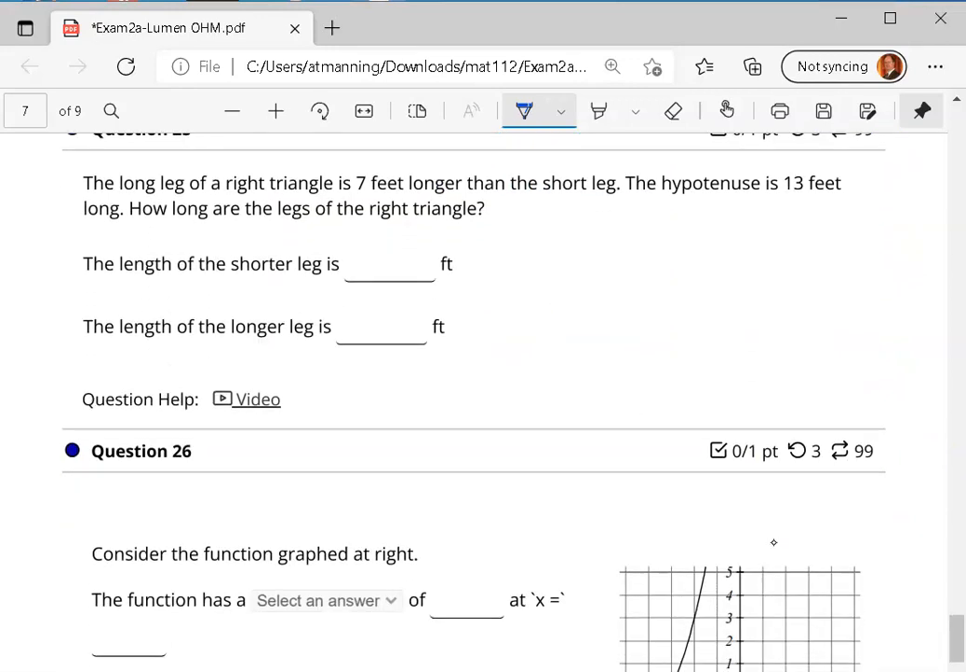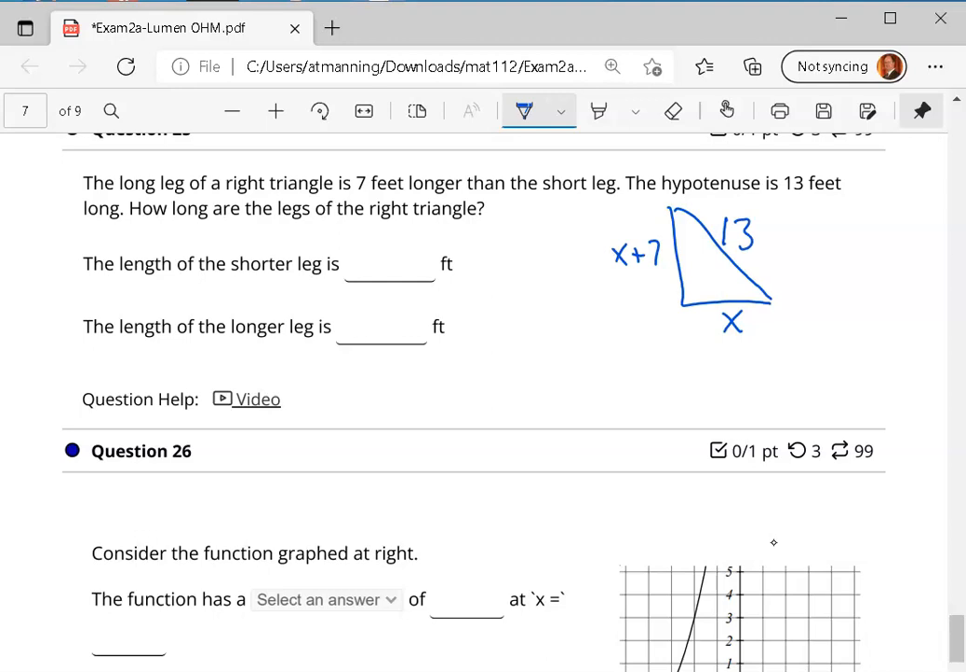I've got a right triangle, something like that. The hypotenuse is 7 feet longer than the short leg. So we'll call the short leg x, and we'll call the other leg x plus 7, right? That's 7 feet longer. We know that this is 13.